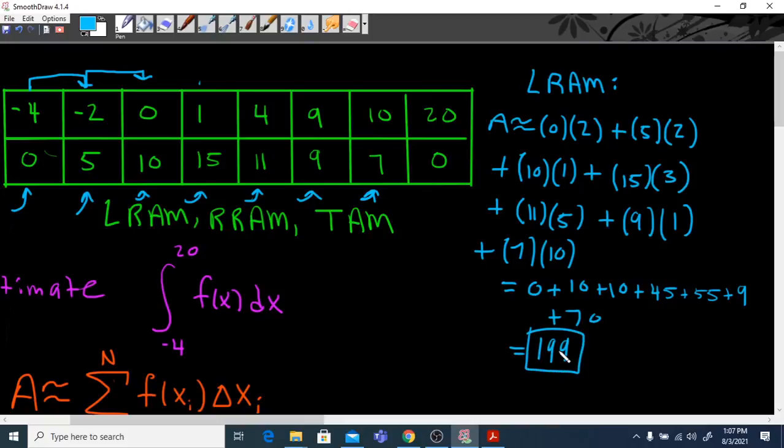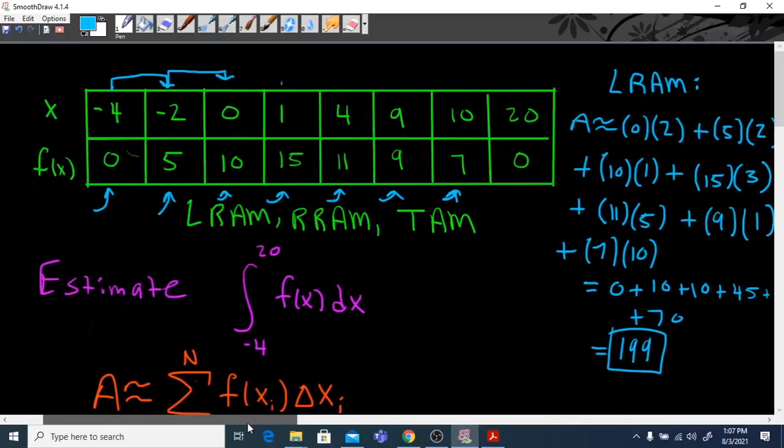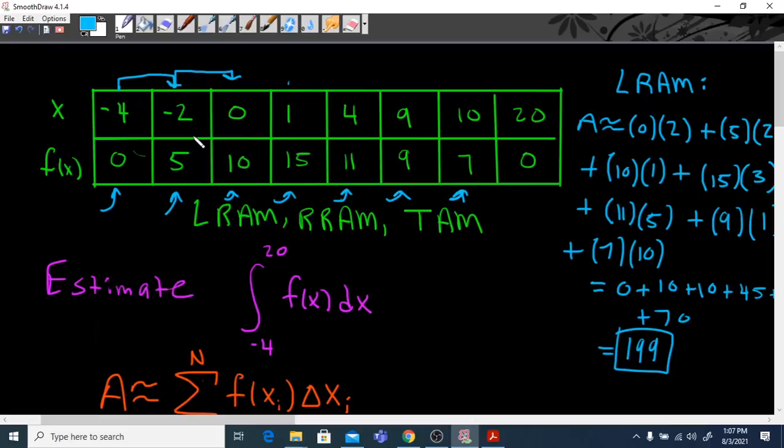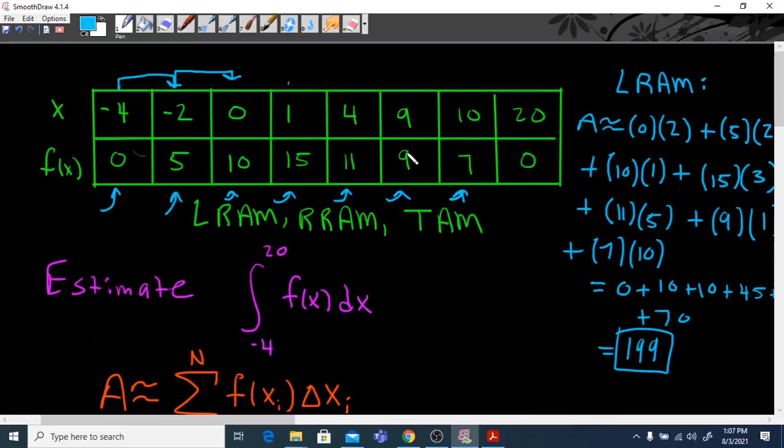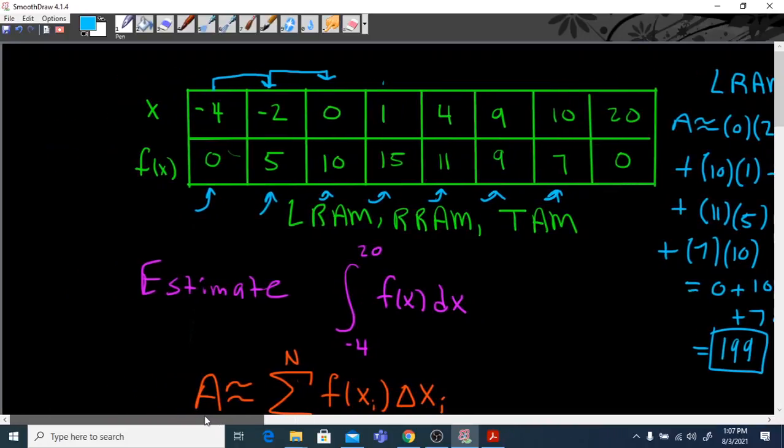Okay, that's for the left rectangle. All right, now let's do the right rectangle. And again, we're going to use the y value starting from here and ending here. But a lot of the stuff in the middle is actually going to be the same. Okay, and I got this space problem here.